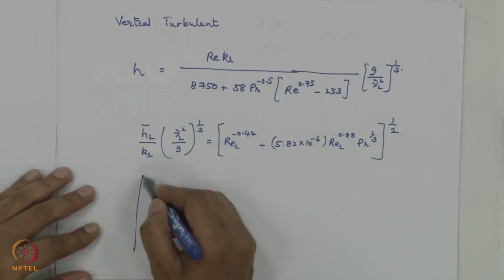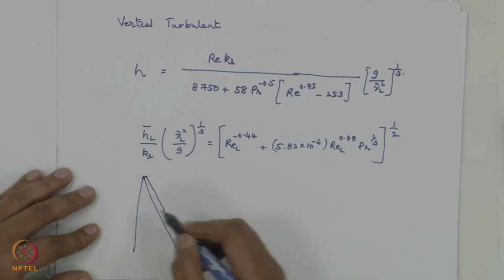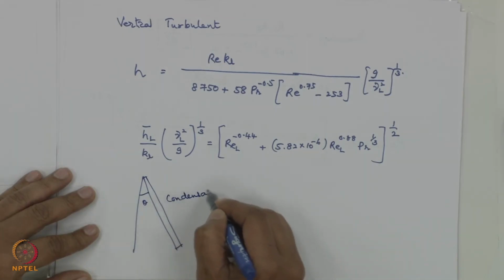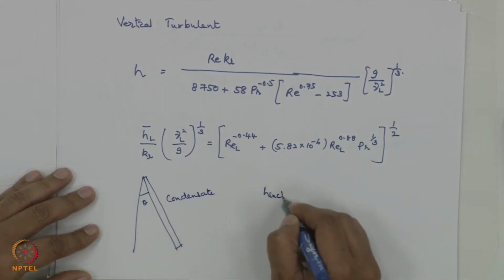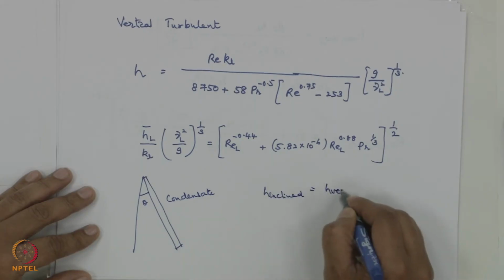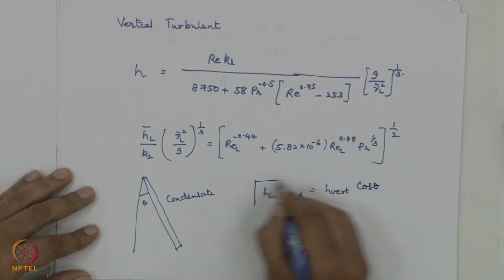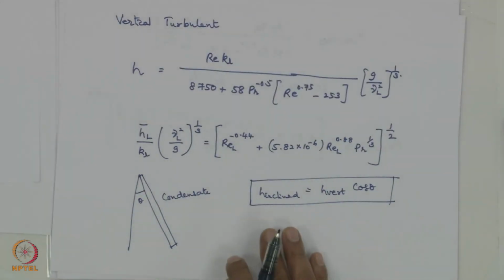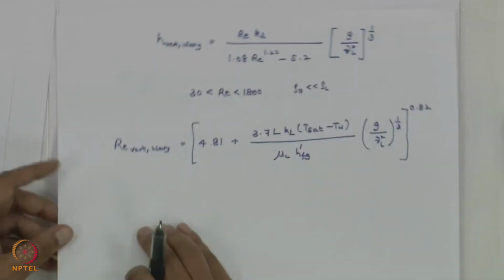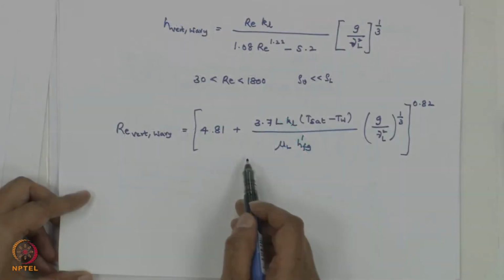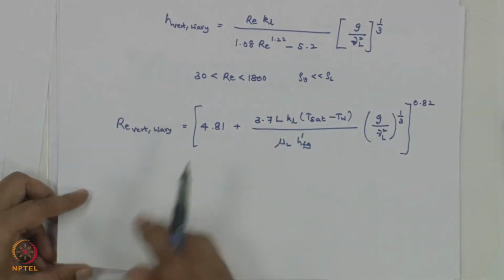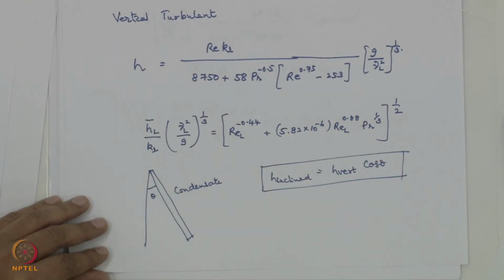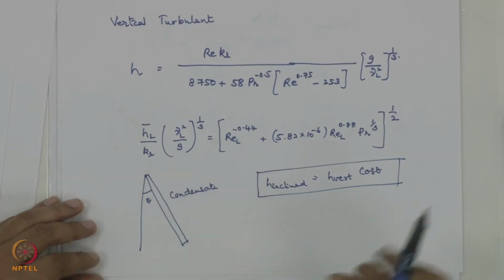If my plate is inclined, this is theta, and this is where it is condensing, that is, the condensate is falling. So h inclined is equal to h vertical into cos theta. So the same equations are valid. We have derived for laminar, but I just stated directly for wavy without derivation h and Re for vertical, and for vertical turbulent I have given the equation for h and the average heat transfer coefficient.